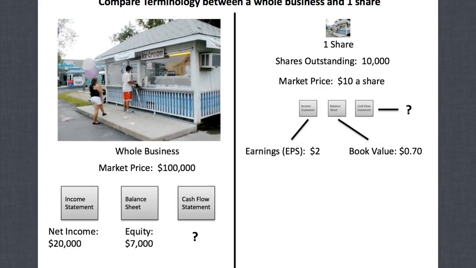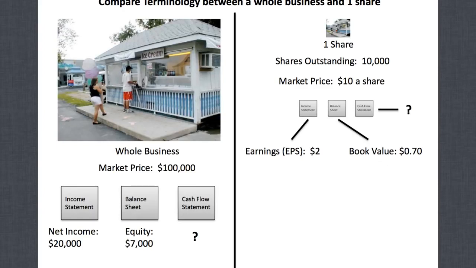Then for the balance sheet, we saw over there on the whole business, it was $7,000 for the equity. And when you go to a per share basis, that isn't called equity anymore, it's called book value. I don't know why they really changed the terminology. It's probably so that when a person says, well, the book value is $2, you know that they're talking per share as opposed to the entire business.